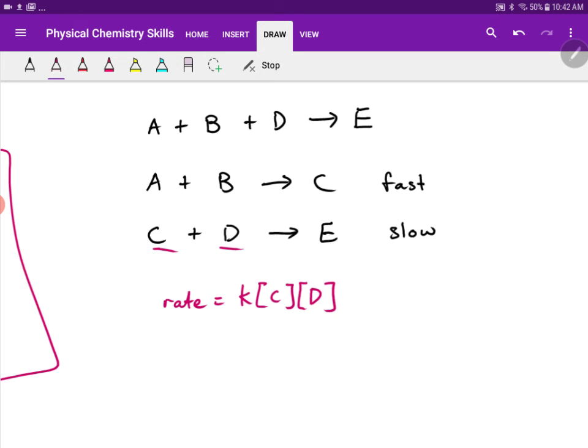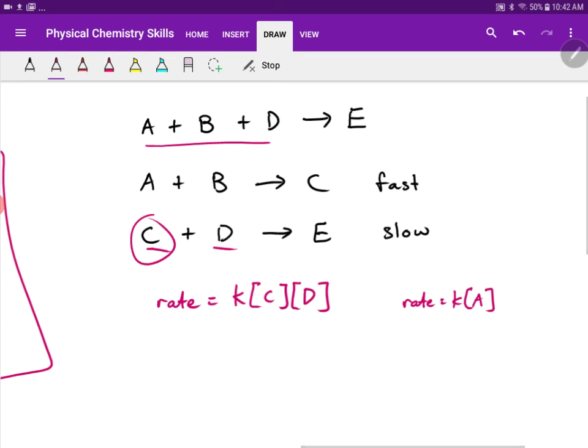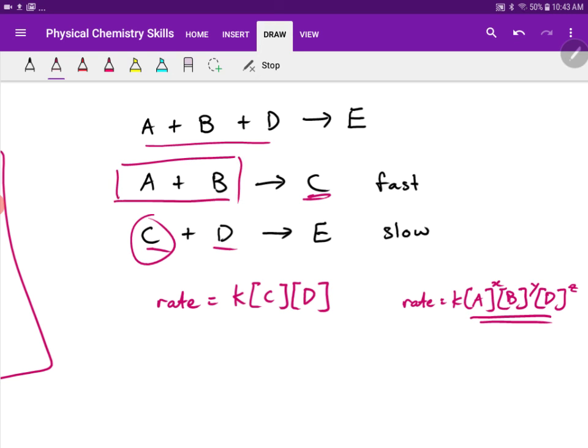What we are going to do here is that because C is an intermediate, there's no way that we can include C in our rate equation because it does not exist here. Our rate equation is rate is equal to k times A to the power of x, B to the power of y, and D to the power of z. There's no C in this equation, so we want to make it look like A, B, and D. We know that C is from the fast step and it has to be created from A and B. So I can replace C with A and B.